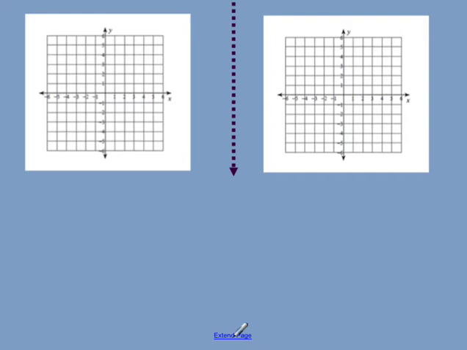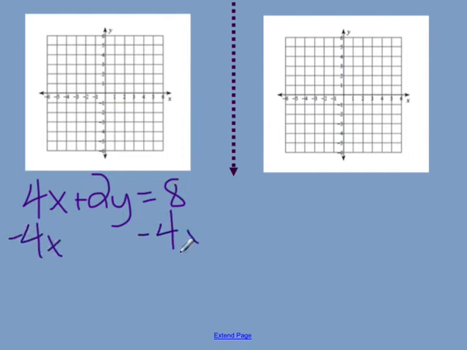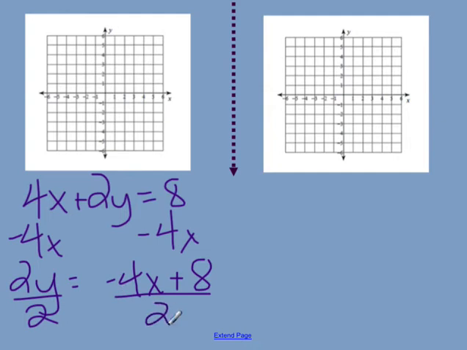So we're going to solve number 7 for y. We have 4x plus 2y is equal to 8. The first thing I want to do is get my 4x over to the other side. I notice that it's a positive 4x, so to get it over to the other side, I need to subtract 4x. Then I get that 2y is equal to -4x plus 8. Then from there, I need to divide both sides by 2.